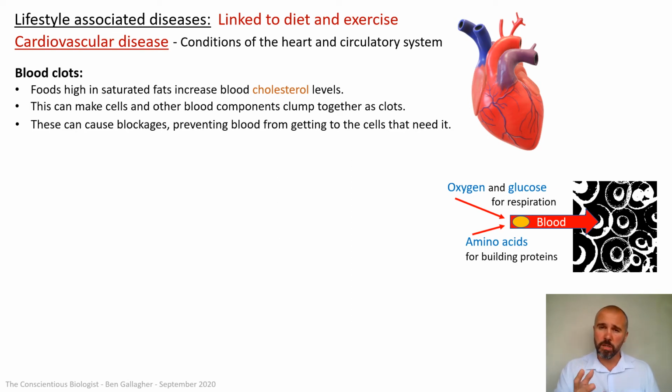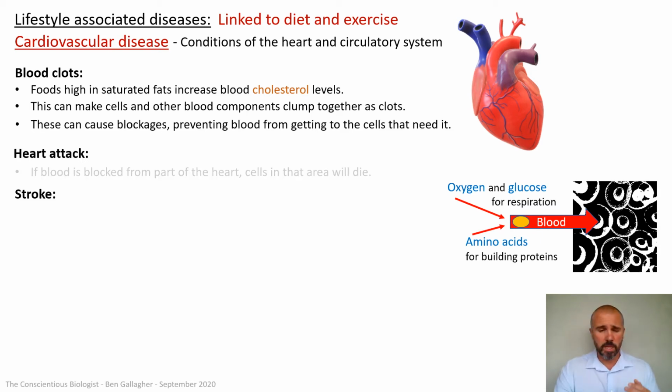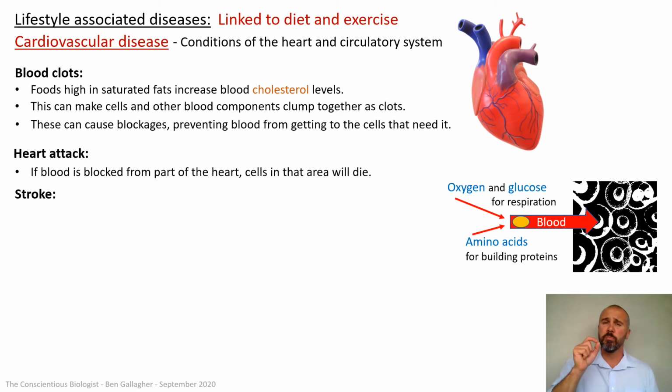Okay, the blood clots are so dangerous because if they block the blood from getting to areas of cells, those cells will die. Now, 2 really serious examples of that are these: heart attack and stroke, but they're both linked to the blood clots, because if blood is blocked from getting to part of the heart, cells in that area will die. Now, sometimes students get confused by this because there's 2 kind of different pathways I want you to think about for blood now.